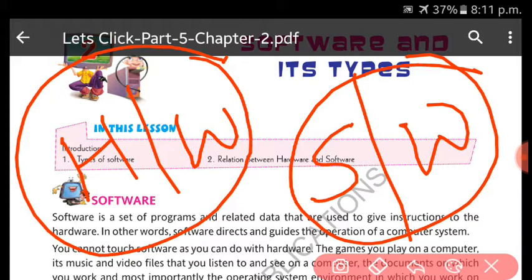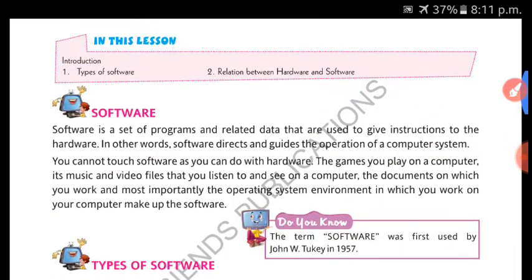Remember, the game which you play on the computer is also software. You know very well about MS Paint, that is also software. You know about the operating system, that is Windows, that is also software. MS Word is also software. MS PowerPoint is also software. There are different categories, so we will discuss this later. So let us go ahead.